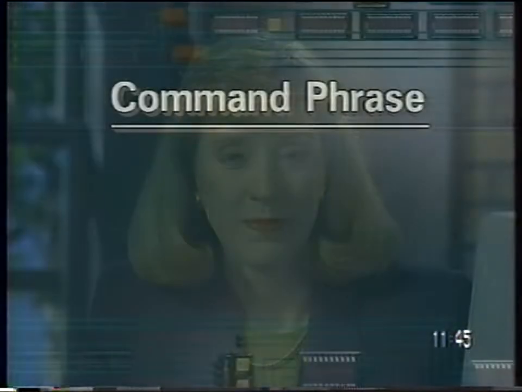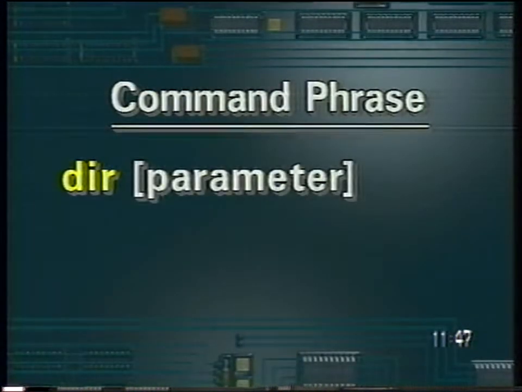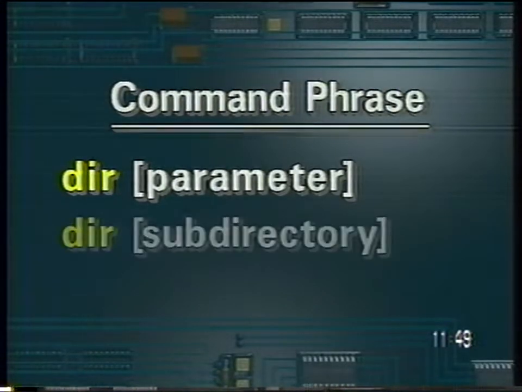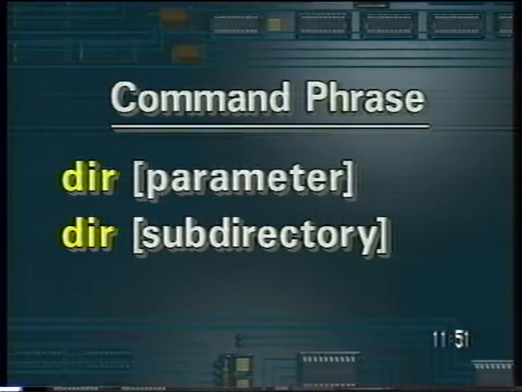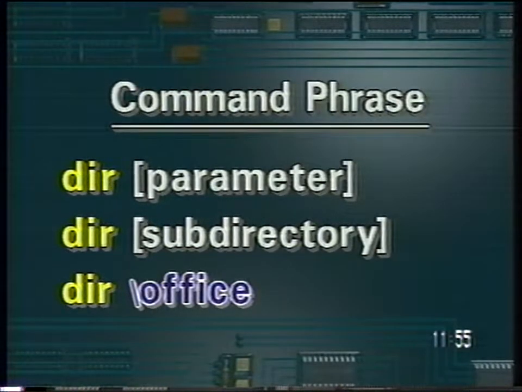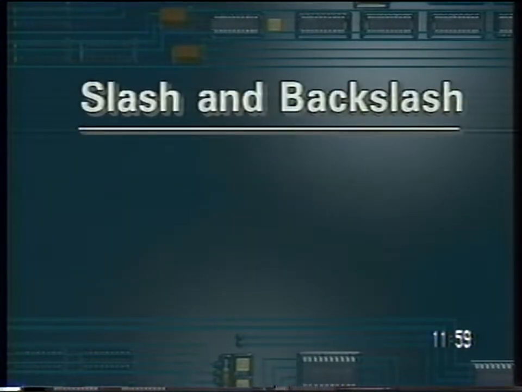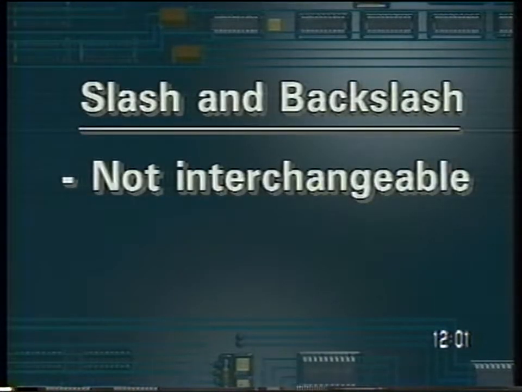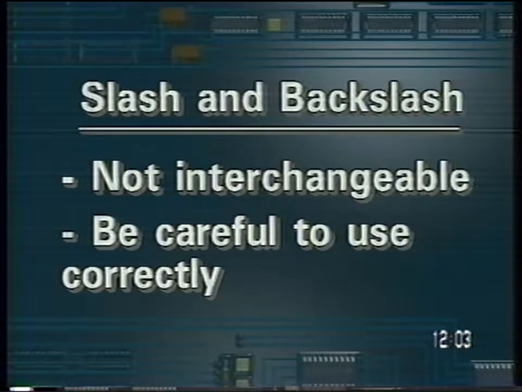To show you, we'll look at the files in the Office subdirectory on the disk drive A. We'll use the dir command and a parameter. The parameter will be the name of the subdirectory we want to see. In this case, \office. The backslash shows that this is a subdirectory. The slash and the backslash are not interchangeable. If a command does not work properly, check to see if you've used the slash or backslash correctly.